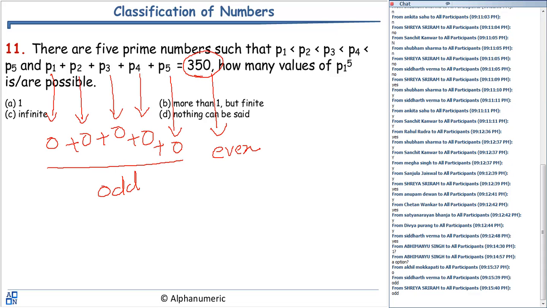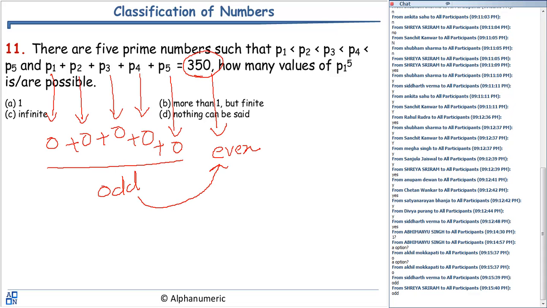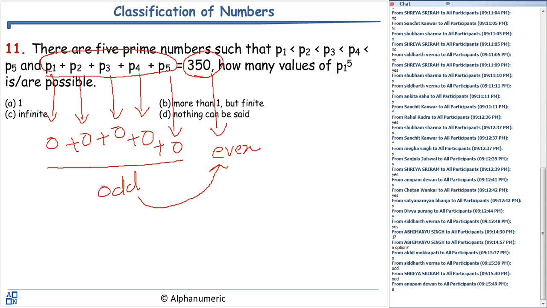That is only possible if out of these 5 prime numbers, one of the prime numbers is an even prime number. And we know that there is only one even prime number, that is 2, which means that P1 is equal to 2 here. P1 cannot take any value except 2 because 2 is the only even prime number. So I'll take the value of P1 as 2, and that will be the even one. And then the final sum will also come out to be even here.